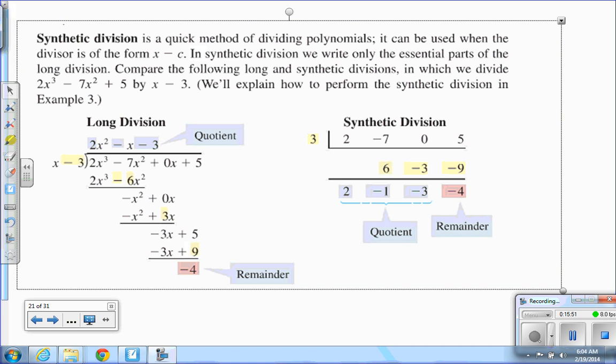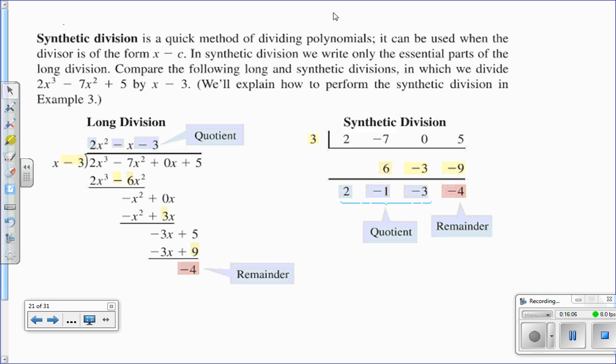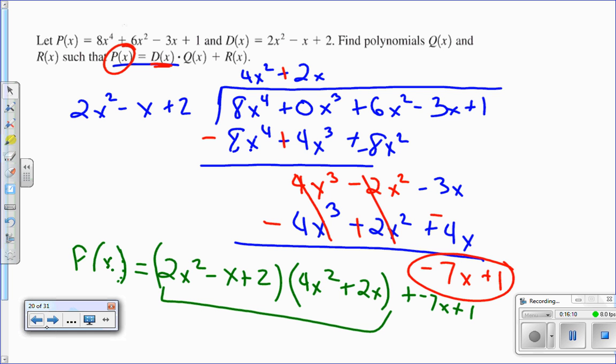All right, so here's the next part of this, synthetic division. It's a shortcut for long division. Synthetic division is the quick method of dividing polynomials. It can be used when the divisor is of the form x minus c. That's really important. So notice that we could not have used that on this example because our divisor is quadratic.